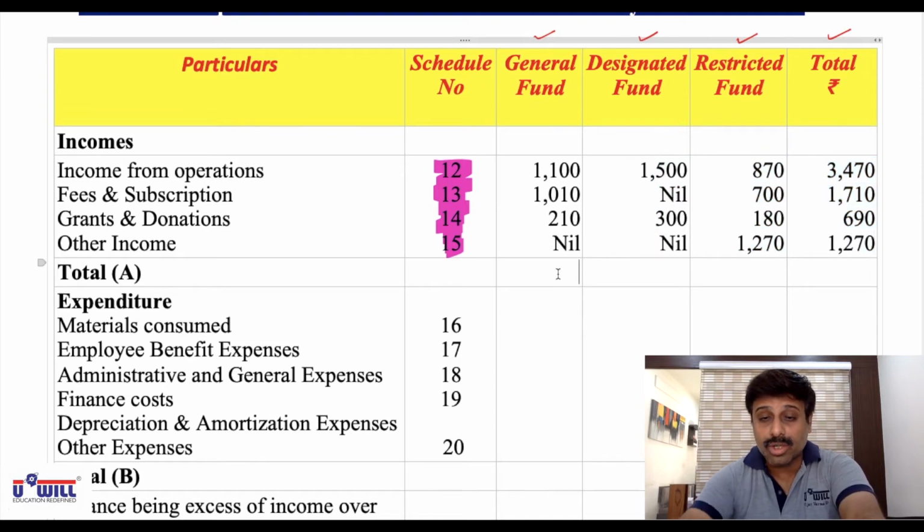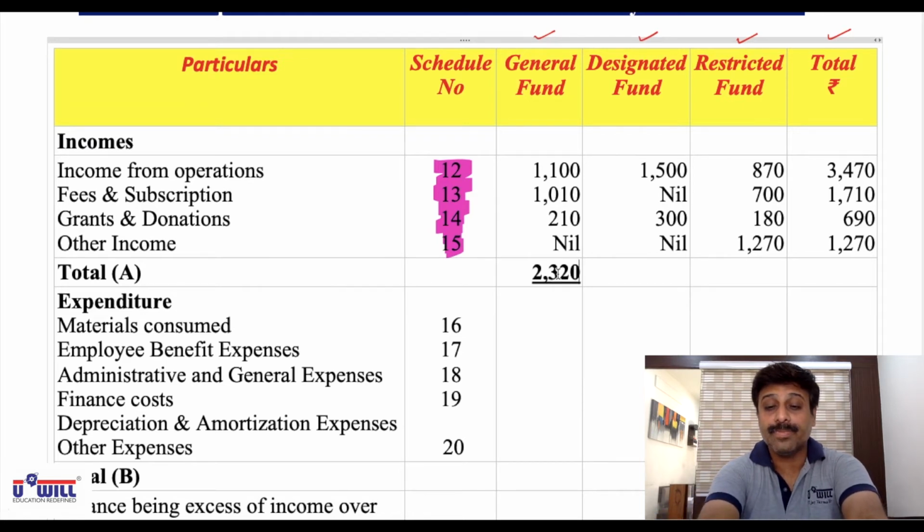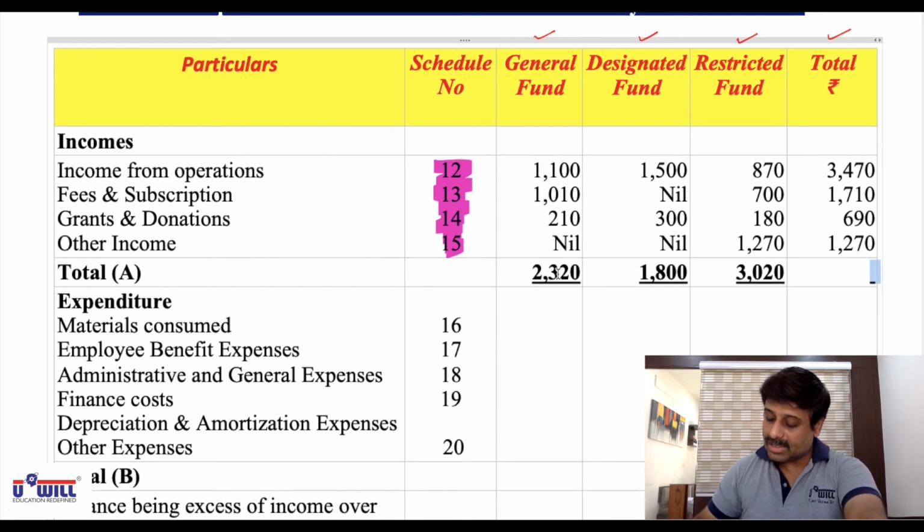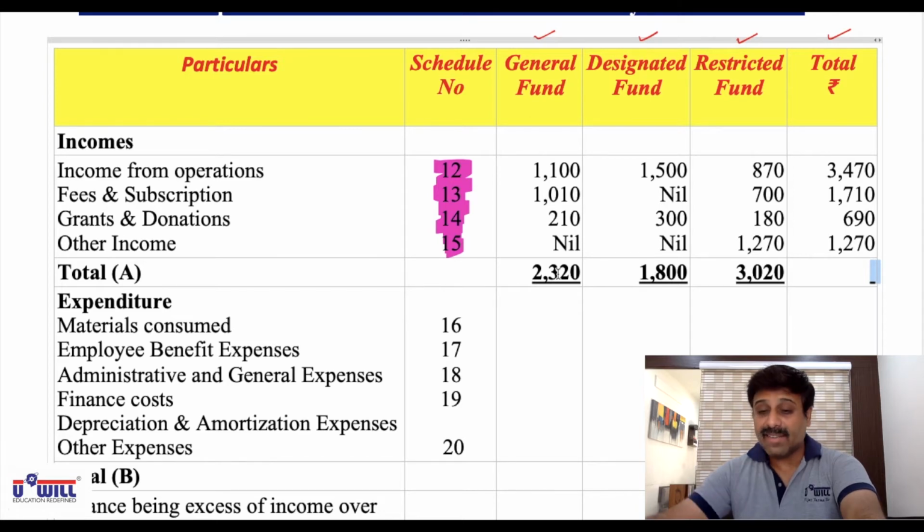Now we can get these totals also. 1100 plus 1010 plus 210, that comes to 2320. Then 1500 plus 300, 1800. Then 870 plus 700 plus 180 plus 1270, that is 3020. And 3470 plus 1710 plus 690 plus 1270, that is 7140.